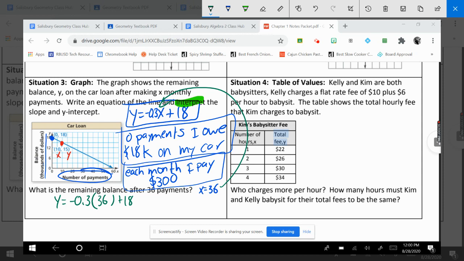Let's see, negative 0.3 times 36 plus 18. I'm using my calculator here, which is 7.2. And that's 7.2 thousands. So I want to times that by 1,000. And so 7.2, I really should be able to do this in my head, but it's not working for me. $7,200.